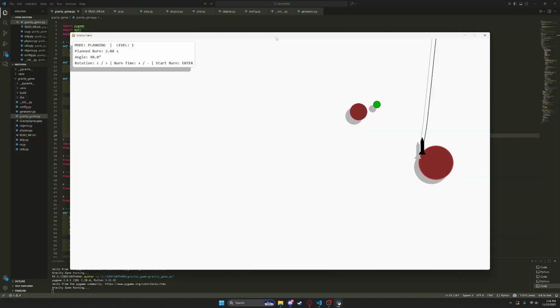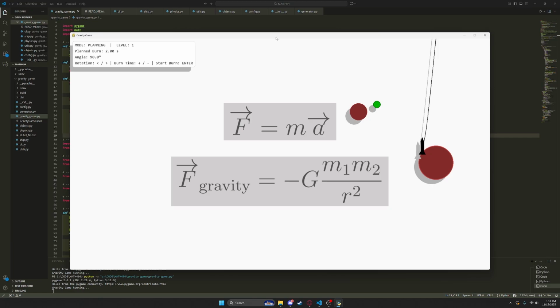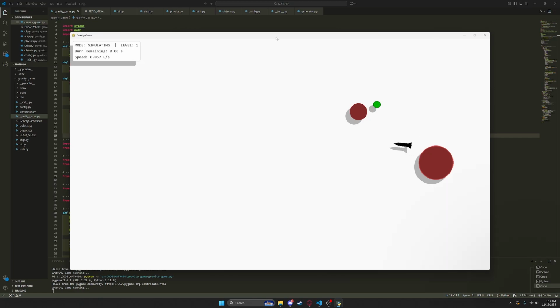We can start the game in normal mode, and we can see a few things. Our mode is set to planning, where we'll assign the rotation and the thrust to our rocket. You can also see that we're set to level 1. Each frame, the program calculates the gravitational force using Newton's law of universal gravitation for each planet. As the rocket gets closer to the planet, the gravitational magnitude increases. You can see the rocket accelerate.